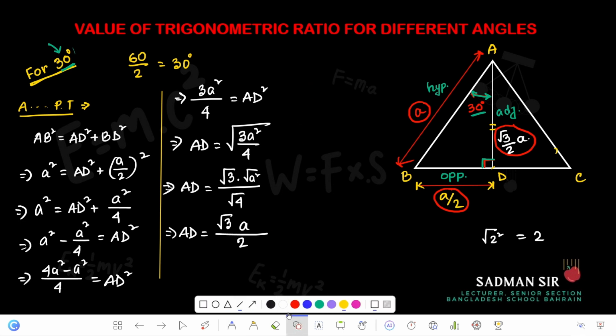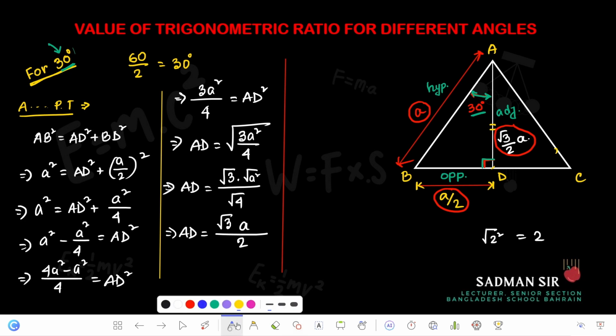So at first we were about to find out the value of sine, right? So we will start with sine. Sine for which angle? 30 degree. So sine 30 is equal to opposite by hypotenuse, right? If you remember, SOH CAH TOA. I will write it here for you. So sine equal to opposite by hypotenuse. So for 30 degree, which one is opposite? This one is opposite, that is a by 2. So a divided by 2, and the hypotenuse is this one, that is a.